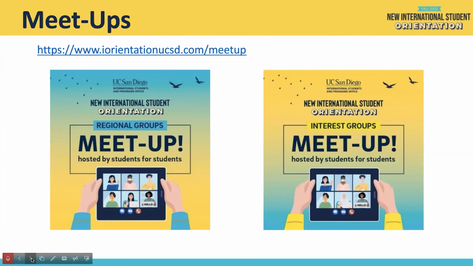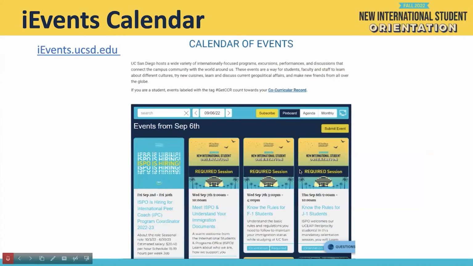Let's see the next slide. And this is what the iEvents calendar looks like. So if you were to go on the orientation site or go through UCSD or go to iEvents.ucsd.edu, you will see that there is a calendar that you can list by pinboard, agenda, or monthly programming. We highly encourage you to come check in on this. There's lots of fun things happening during orientation week, but there's also lots of fun things happening throughout the year. And I think that is the last.